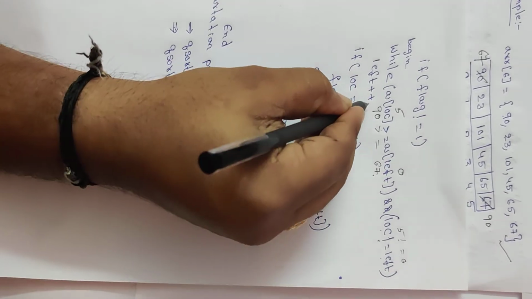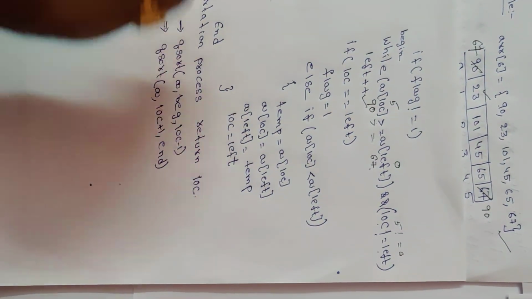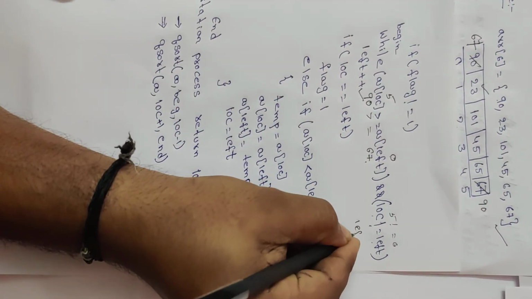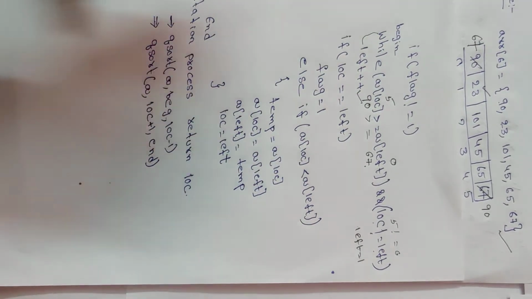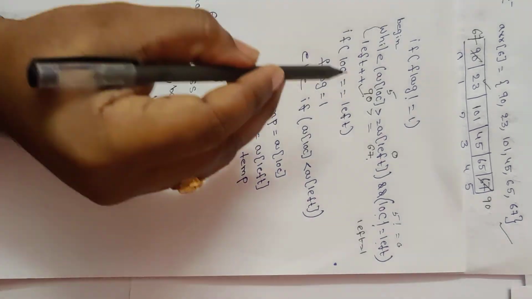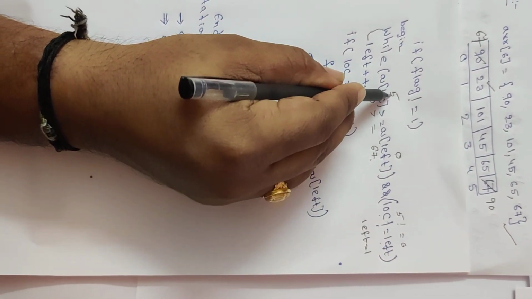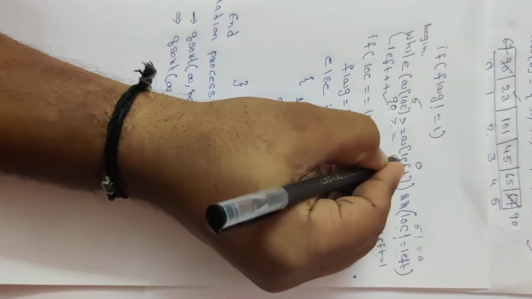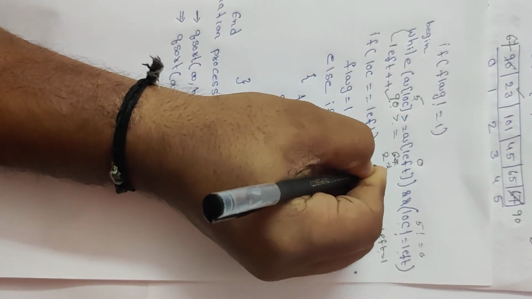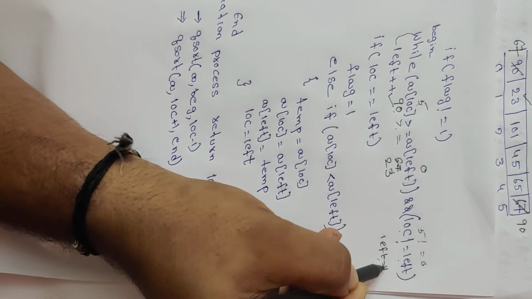So now what happens? Left plus plus. Now we come to position 1. Left becomes 1. Only this statement will execute in the while loop. Now the same process: location does not change, a of location is 90, greater than a of left, which is 23. 90 is greater than 23, and location 5 is not equal to 1, condition true.